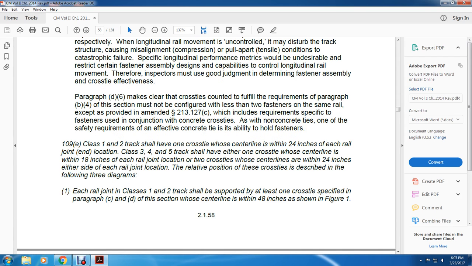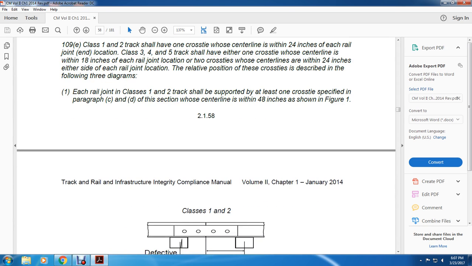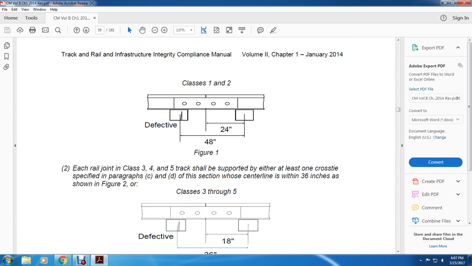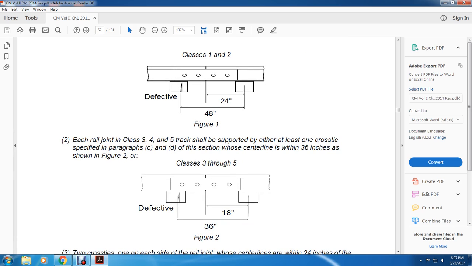Each rail joint in Class 1 and 2 shall be supported with at least one cross tie specified in paragraphs C and D of the section, whose center line is within 48 inches. Figure 1 shows the non-defective 48-inch center cross ties, 24 inches, Class 1. Each rail joint in Class 3 and 4 track shall be supported with either one cross tie specified in C and D of the section, with center line within 36 inches, shown in Figure 2. Figure 2 shows the 36 inches, the difference between the cross ties and an 18-inch split down the middle.